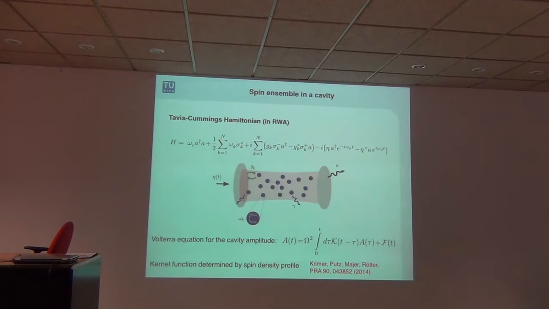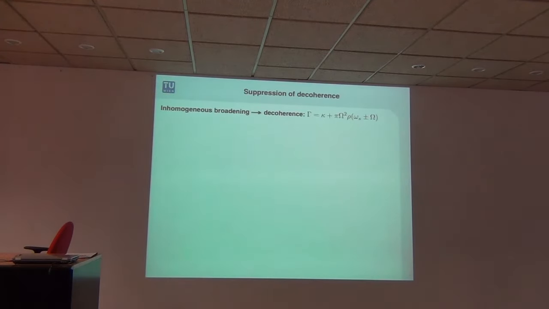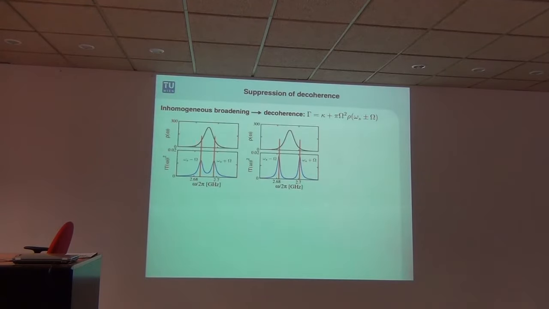So in the first case, we were using the Volterra equation to solve for the excited atom, and your kernel function was nothing but the density of photonic states. In this case, your kernel function represents the distribution of the atoms inside the cavity. Using this, now we want to study what the effects of inhomogeneous broadening could be. In particular, inhomogeneous broadening in the spin ensemble can lead to decoherence in the system, which looks something like this. If this is the distribution of the spins inside your cavity, and these are your polaritonic peaks, you can see that the contribution to the decoherence comes from these two points.